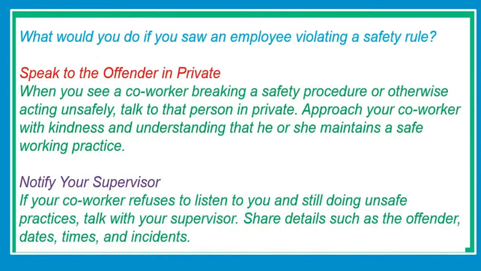What would you do if you saw an employee violating a safety rule? Sample answer number 1. When you see a coworker breaking a safety procedure or otherwise acting unsafely, talk to the person in private. Approach your coworker with kindness and understanding that he or she maintains a safe working practice. Number 2, notify your supervisor. If your coworker refuses to listen to you and is still doing unsafe practices, talk with your supervisor, and share the details such as offender, dates, times, and incidents.